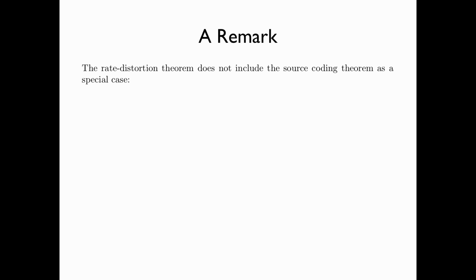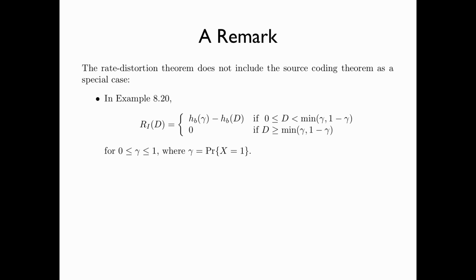Here is a subtle but important remark about the rate-distortion theorem. The rate-distortion theorem does not include the source coding theorem as a special case. In Example 8.20, we have obtained this expression for the information rate-distortion function R_I(d), where gamma is equal to the probability that X is equal to 1. Therefore, when d is equal to 0, we have R_I(0) equals h_b(gamma), because h_b(0) is equal to 0, which is equal to the entropy of X, that is the source entropy.